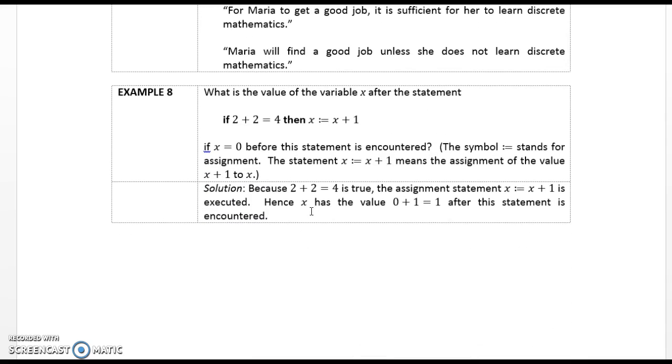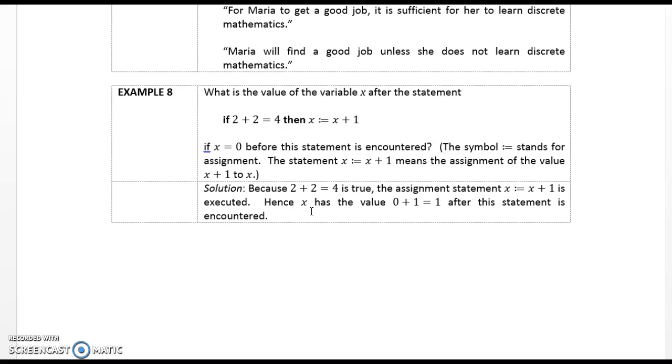What is the value of variable x after the statement "if 2 + 2 = 4, then x := x + 1"? If x equals 0 before the statement is encountered, the symbol colon-equals stands for assignment. The statement x := x + 1 means the assignment of the value x + 1 to x.